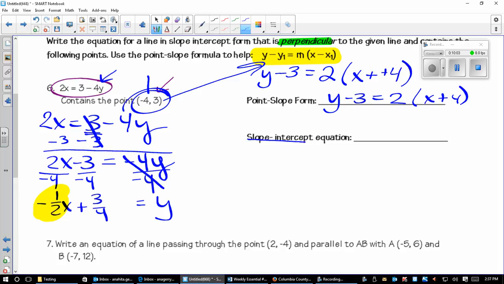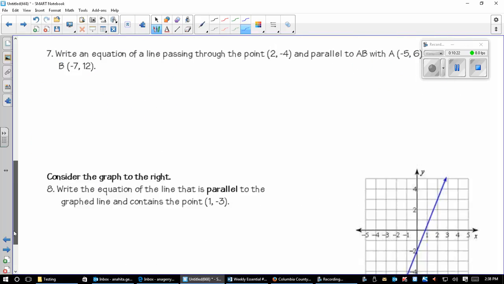All right, now the next thing is put it in slope-intercept form. All that means is solve for y, y'all. So go ahead now and distribute that 2, and then add 3. What do you get? You get y equals 2x plus 11, and that's your answer for the slope-intercept equation. We got 2 more to do.